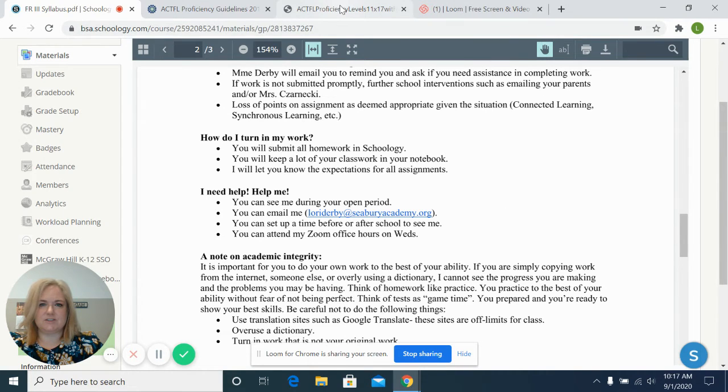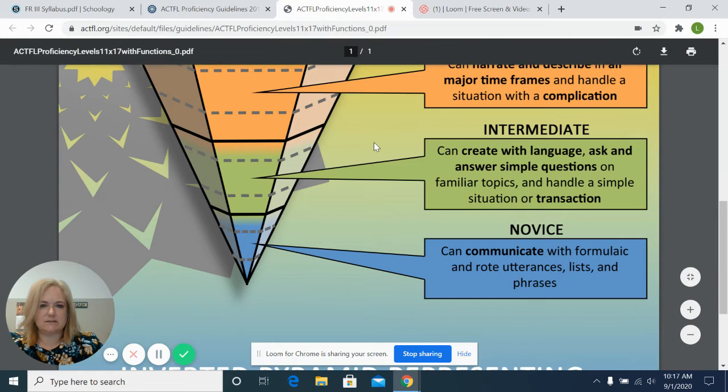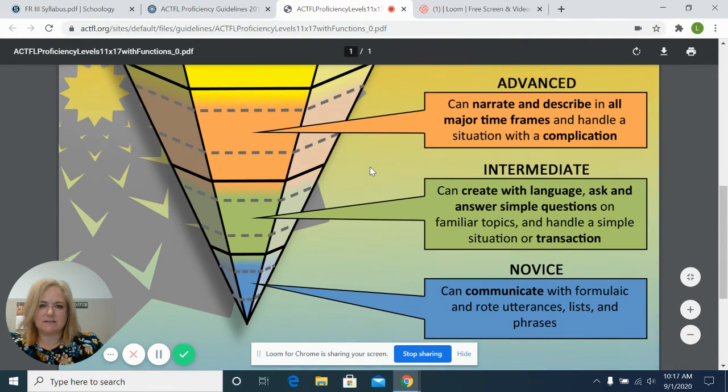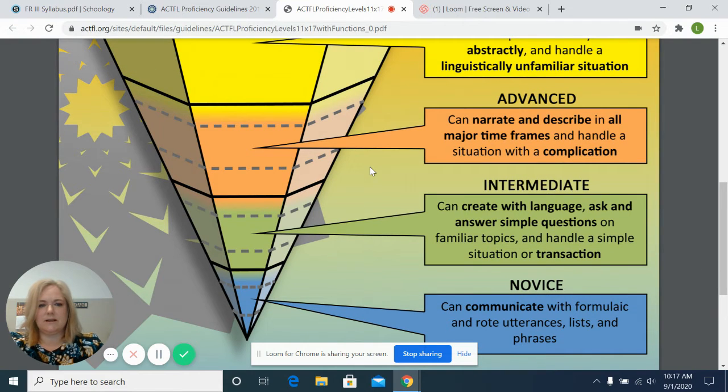Let's take a look at the proficiency levels, the guidelines I talked about earlier. At the end of last year, students were given an Apple assessment, which gave us an end of the year snapshot of where they were on this scale. If your student hasn't shared that with you, you can ask them, or you can email me and I can share with you their score.